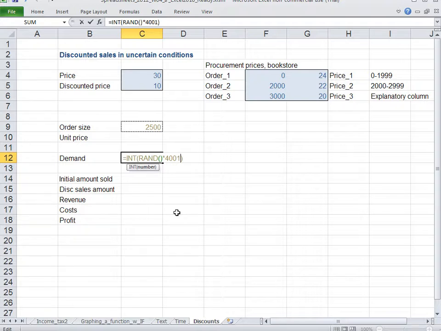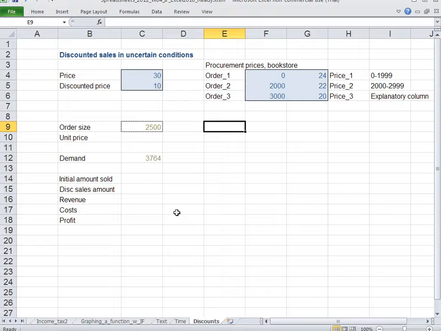Then 0.9999 times 4,001 means 4,000.9999. INT cuts away comma places, so the number can also be 4,000, from 0 to 4,000. Okay, now the next thing we want to do is let's write down.